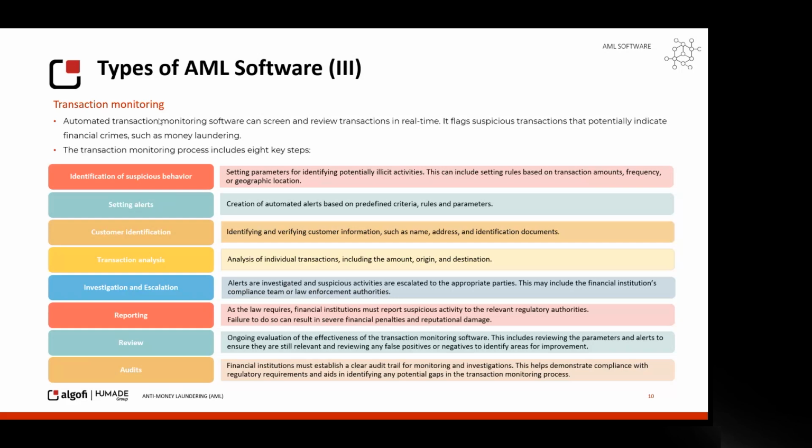Review. The review is the ongoing evaluation of the effectiveness of the transaction monitoring software. This includes reviewing the parameters and alerts to ensure that they are still relevant and reviewing any false positives or negatives to identify areas of improvement. And the last step will be the audit. Financial institutions must establish a clear audit trail for monitoring and investigation. This helps demonstrate compliance with regulatory requirements and aids in identifying any potential gaps in the transaction monitoring process.